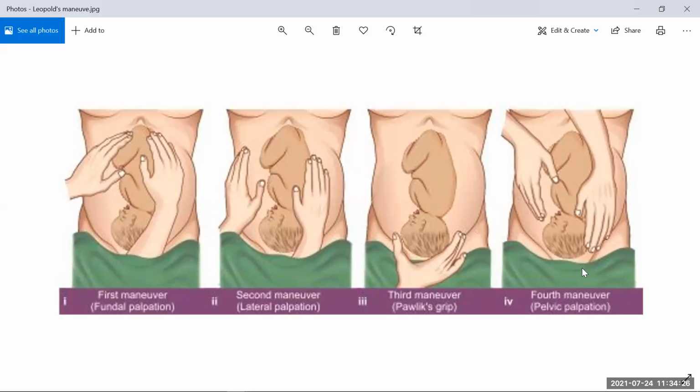And the fourth maneuver is called pelvic palpation. So these are the parts of the Leopold maneuver, and these are all the parts of per-abdominal examination. Okay, these are the things which you do on per-abdominal examination.